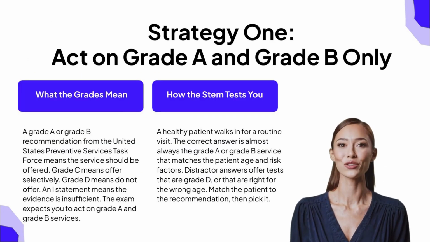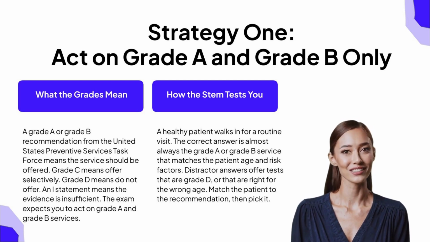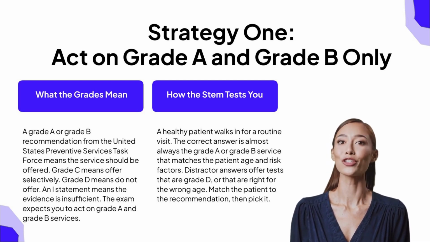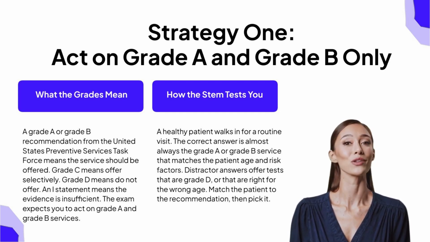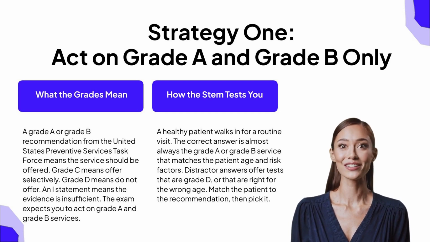Strategy 1 is to act on Grade A and Grade B recommendations only. The United States Preventive Services Task Force assigns letter grades. Grade A and Grade B mean the service should be offered, and these are the answers you choose. Grade C means offer selectively based on the individual patient. Grade D means do not offer it, and these often appear as tempting distractors. An I statement means the evidence is insufficient.